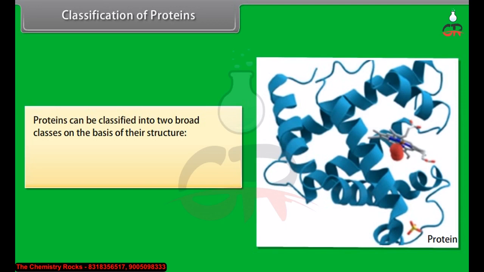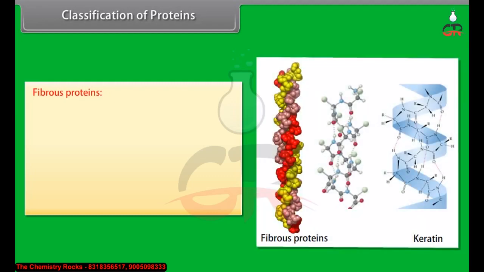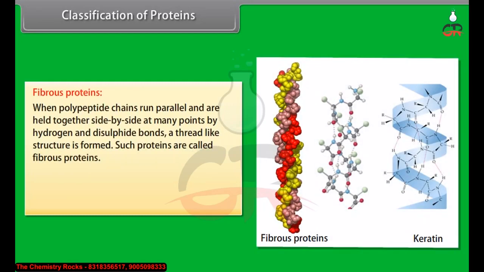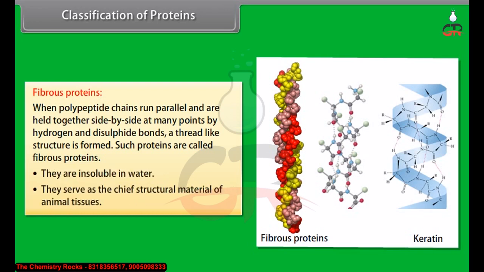Classification of proteins. Proteins can be classified into 2 broad classes on the basis of their structure: fibrous proteins and globular proteins. Fibrous proteins: when polypeptide chains run parallel and are held together side by side at many points by hydrogen and disulfide bonds, a thread-like structure is formed. Such proteins are called fibrous proteins. They are insoluble in water. They serve as the chief structural material of animal tissues, for example, keratin in skin, hair, nails, horn, and wool.